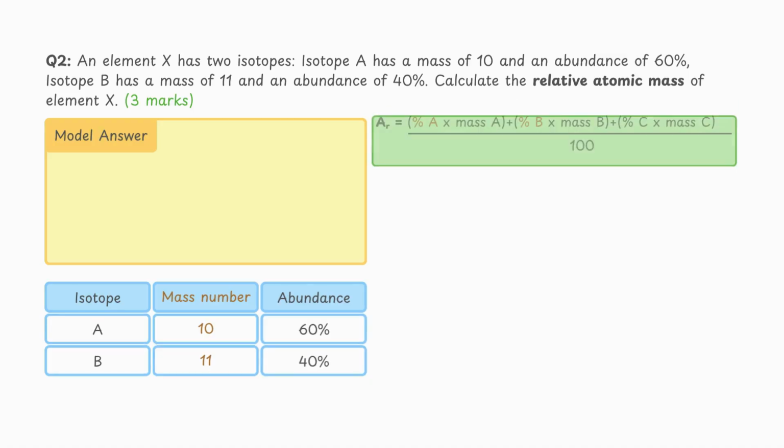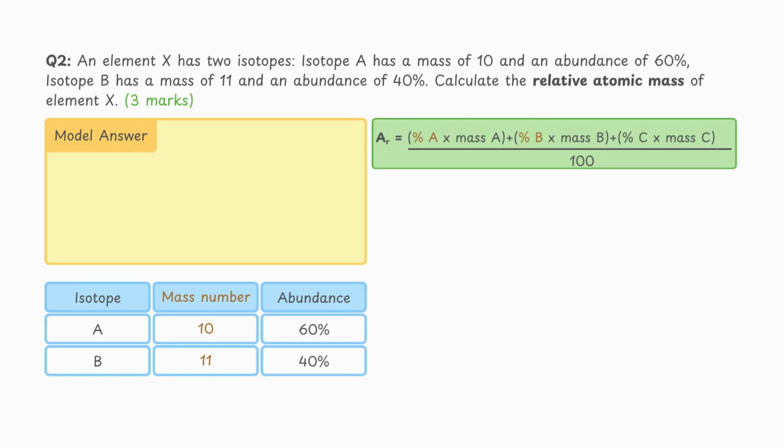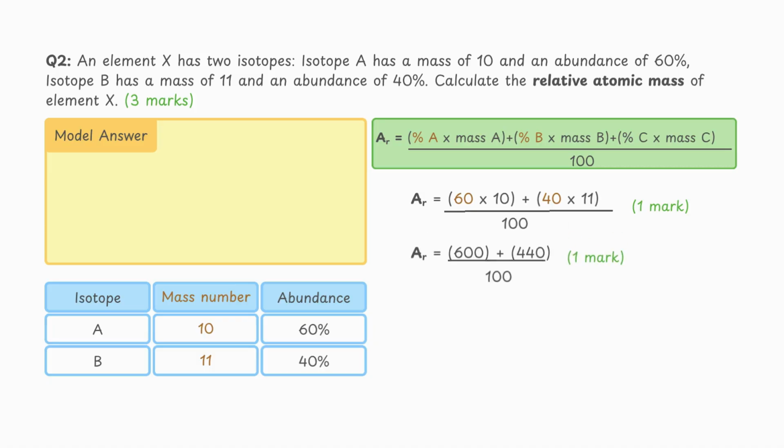First, remember the formula. We multiply each isotope's mass by its percentage abundance, then divide the total by 100. So we start by writing Ar equals 60 multiplied by 10 plus 40 multiplied by 11, all divided by 100. Now calculate each part. 60 multiplied by 10 equals 600. 40 multiplied by 11 equals 440.